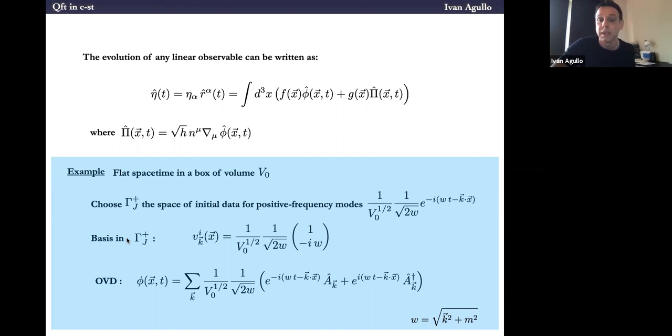And now I just compute the representation of the operator valued distribution, just taking the sum of all modes, A, plus conjugate modes, A dagger. Here we have it, the standard quantization that we study in elementary courses of quantum field theory, but derived from our more geometric approach.